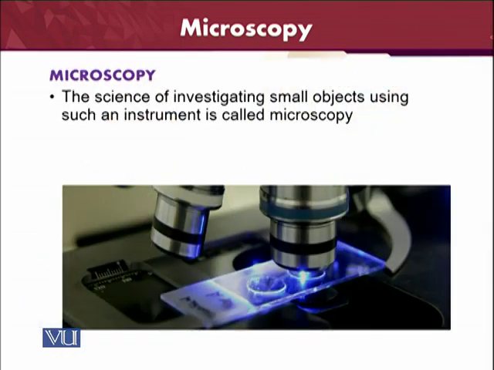For the microscope, different definitions are used for different kinds of microscope. What is microscopy and what is microscopic? We will study them one by one. What is microscopy? The science of investigating small objects using such an instrument is called microscopy. The instrument, as we have studied, is the microscope, and the science is called microscopy.